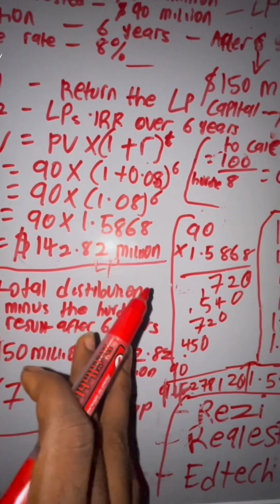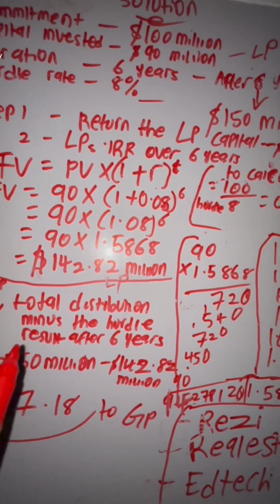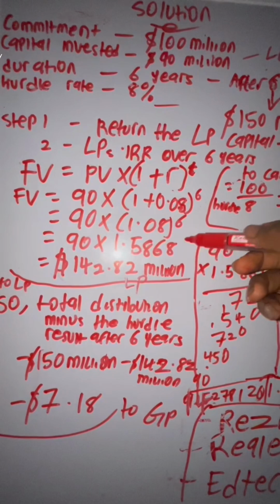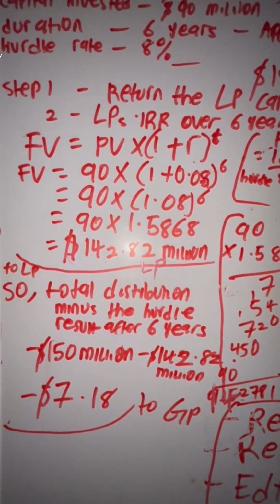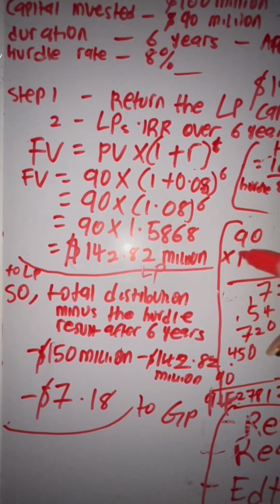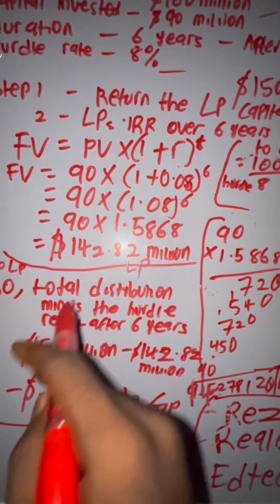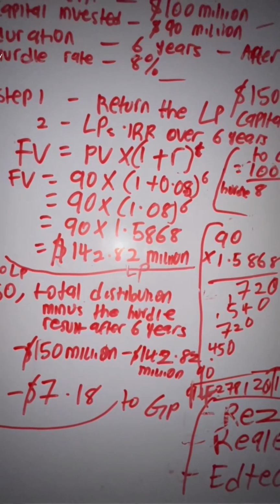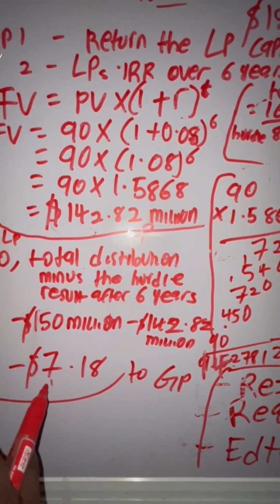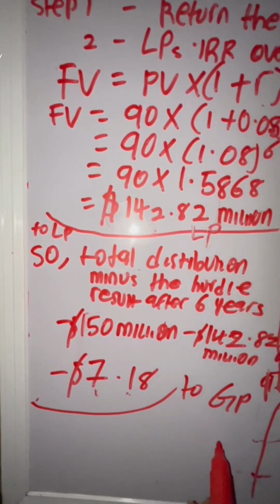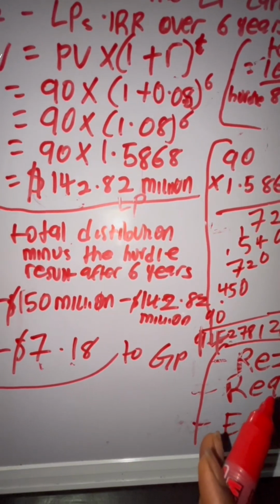So for the GP, this is the total distribution, which is 150 million. After you give 142.82 million to the LP, the limited partners that invested 90 million, which is the interest on the 90 million at the hurdle rate over 6 years, you subtract it from the total distribution of 150 million, and this is what you have left. This is 7.18, which goes to the GP if they have a catch up clause. If they have a catch up clause, that's what they get.